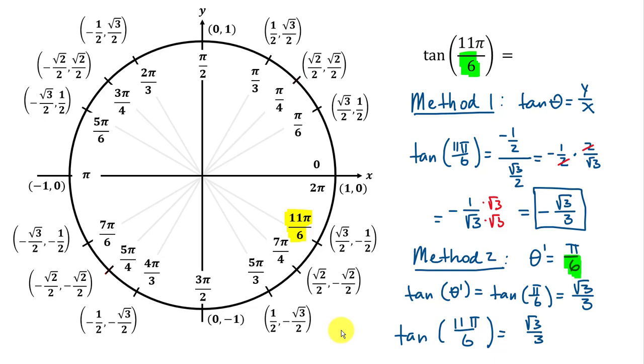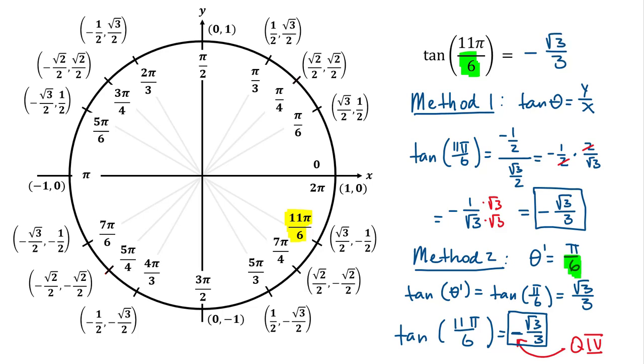So I'm going to go back to the unit circle and remind myself that 11 pi over 6 terminates in the fourth quadrant, and in the fourth quadrant, tangent is negative. Negative radical 3 over 3, because of the fourth quadrant, Q4. And that's how I obtain the answer using the reference angle. And of course, the answers are the same no matter what method you use.